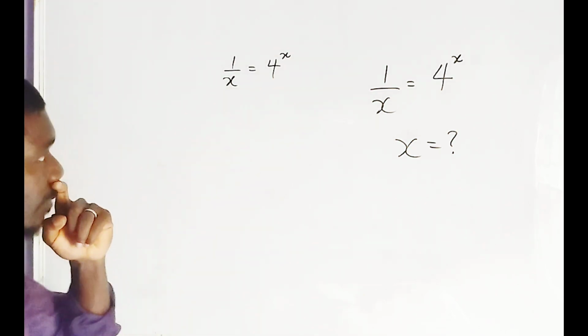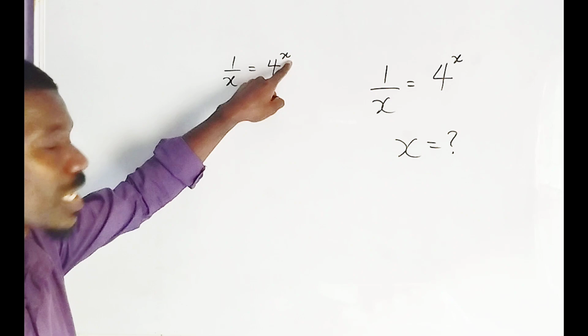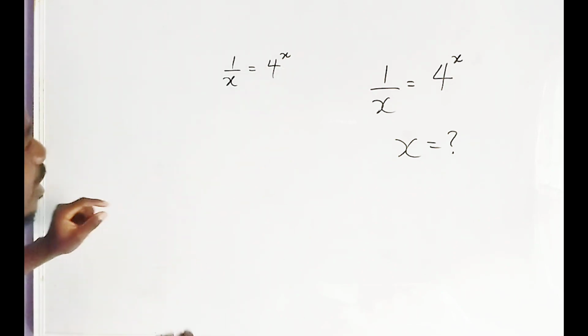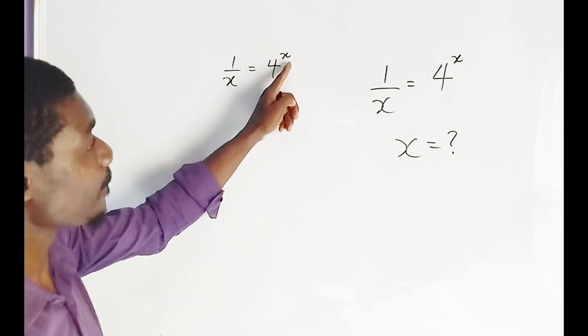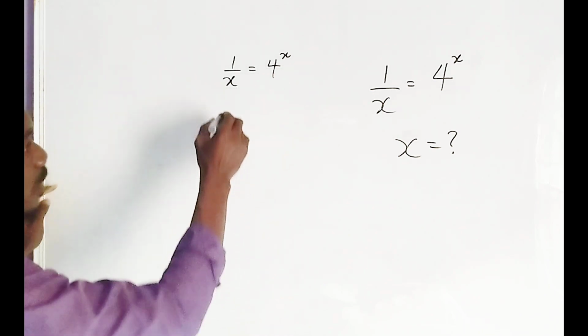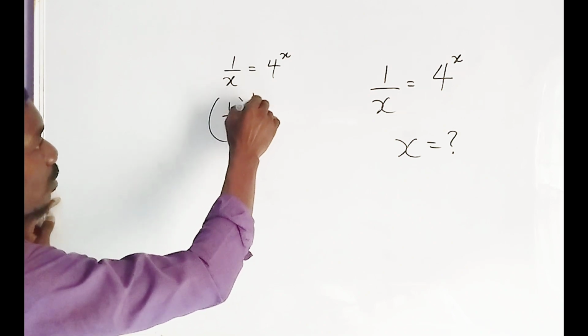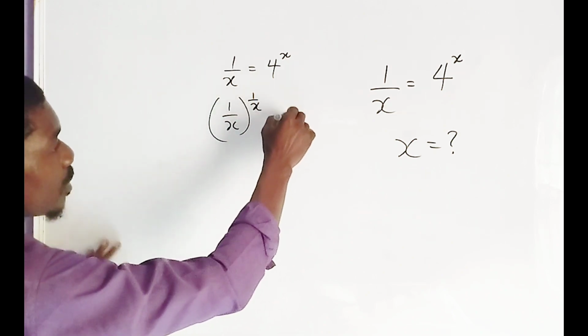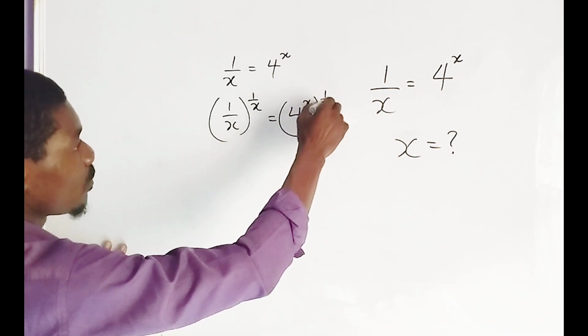Now, first of all, let us take away this exponent. And how do we do that? We'll raise both sides to the power of 1/x. So here we have (1/x) all raised to the power of 1/x equals (4^x) all raised to the power of what? 1 over what? x.